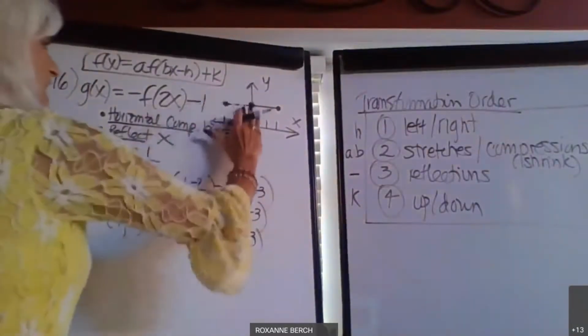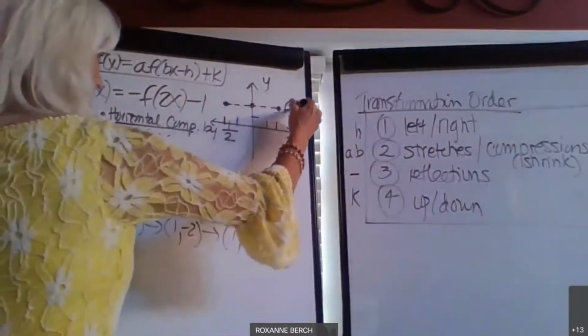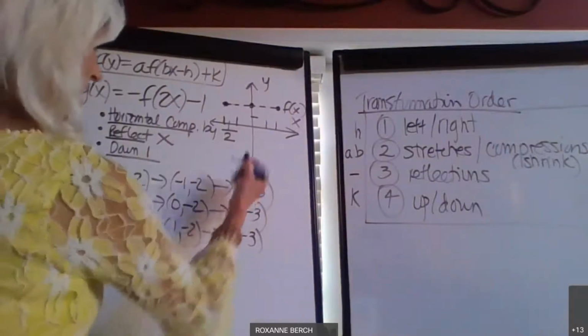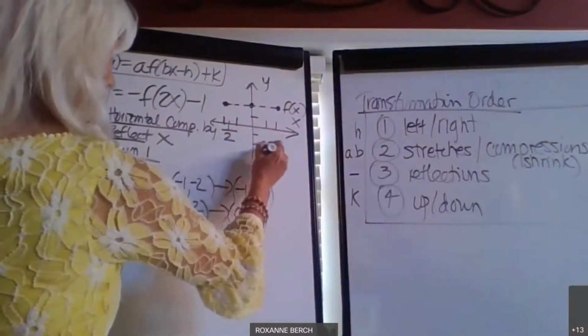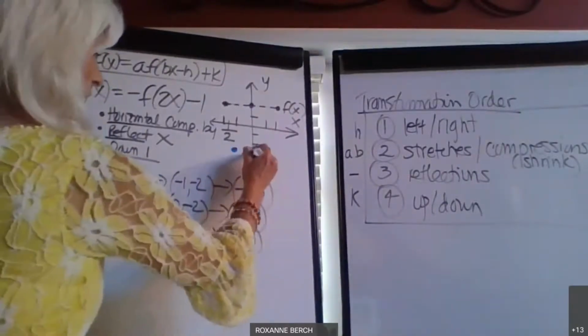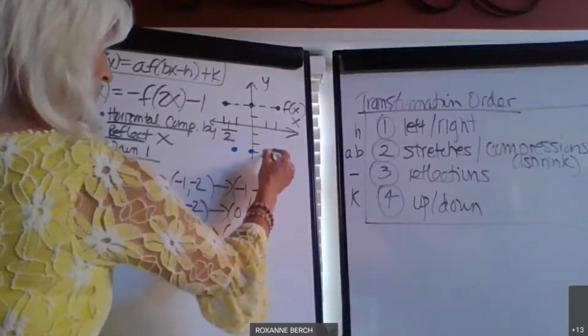Now I'm going to make that dotted because it's not really there, and you don't have to graph it if you don't want, but you do have to graph this one. First one is left 1 down 3, 0 down 3, and right 1 down 3.